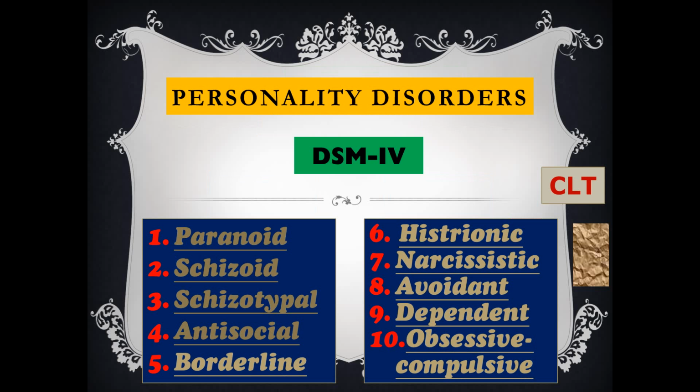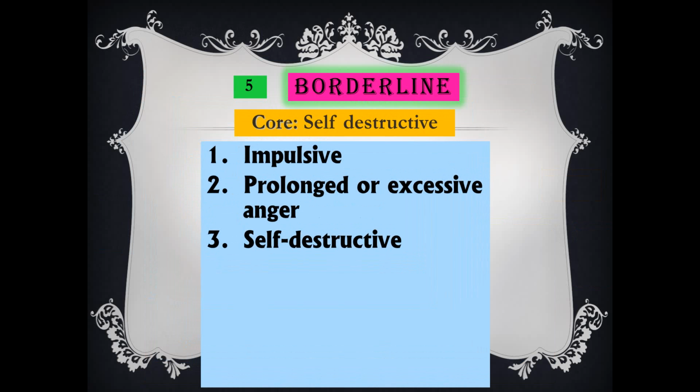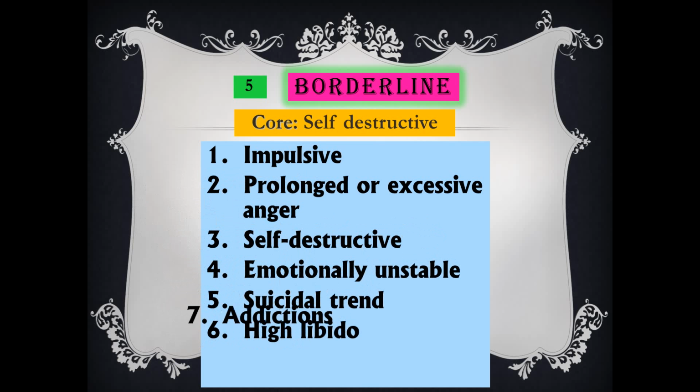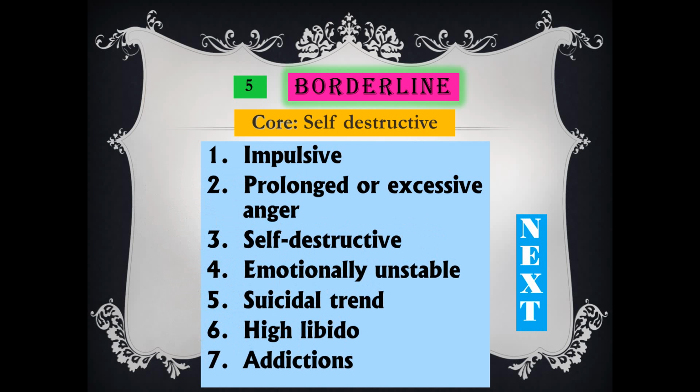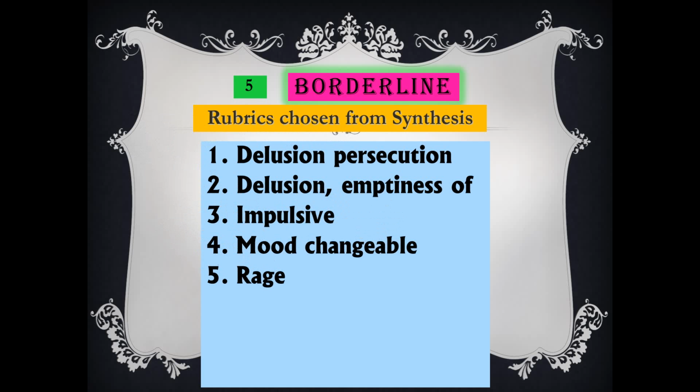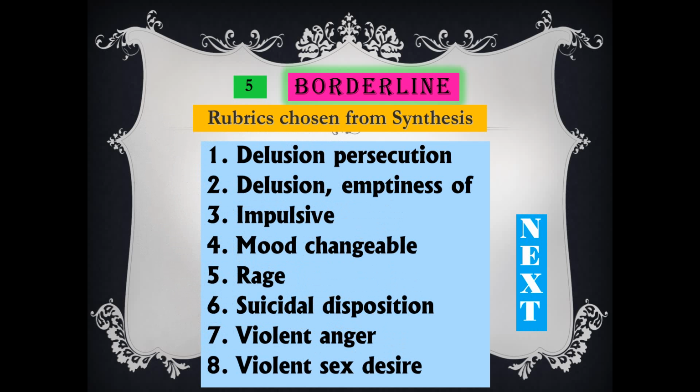The second sister here is borderline. Antisocial and borderline, they sometimes are quite close to each other, because in borderline, it is self-destructive, impulsive, prolonged or excessive anger. Then after that, emotionally unstable, suicidal trend, high libido, sex desire is very much, and given to addiction. So these are borderline of, in fact, insanity, you may say ultimately. Then next here are rubrics chosen from synthesis: delusion of persecution, delusion of emptiness, delusion, and then impulsive, changeable mood, rage. Rage is uncontrollable anger, suicidal tendency or disposition, violent anger and violent sex desire.